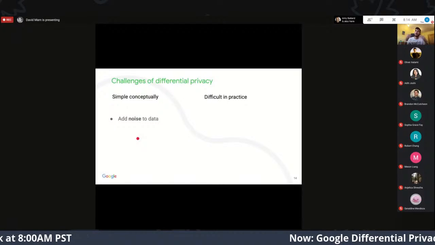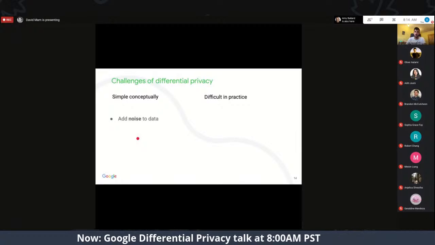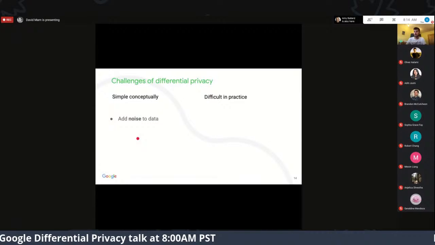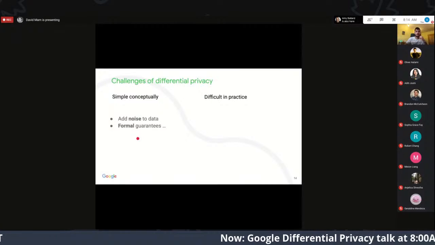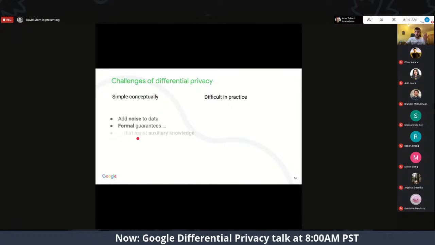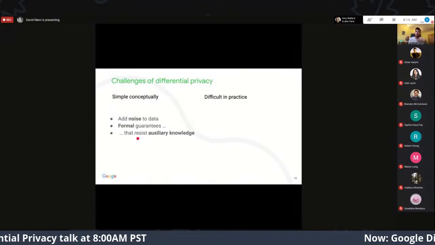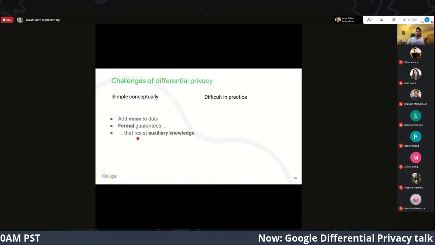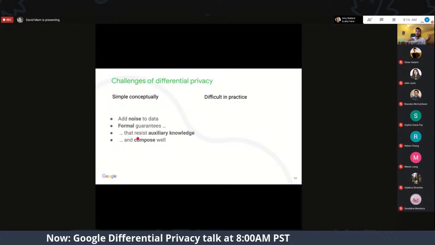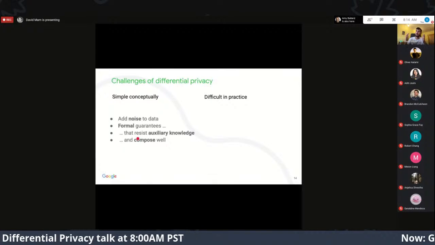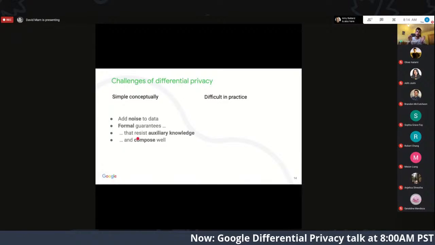Then you can imagine that the crowd will drown out the contributions of any one particular participant, even with noise added. Secondly, it also gives you formal mathematical guarantees. And these guarantees tell us that we can now resist auxiliary knowledge, even if we join these data sets with other data sets. And what's more, we can also compose different differentially private algorithms. And we have theorems that tell us how private the composition of multiple aggregations is going to be.